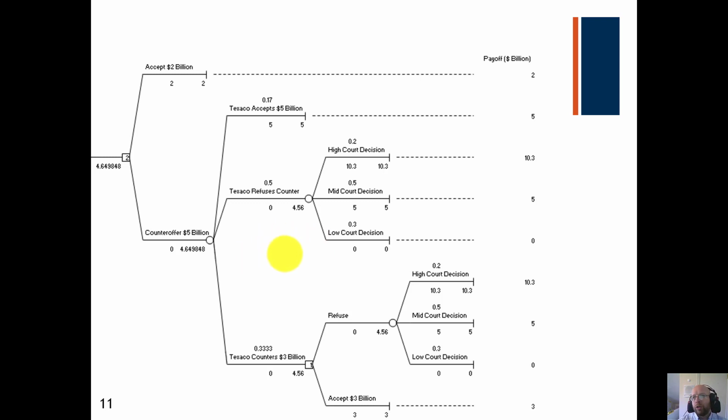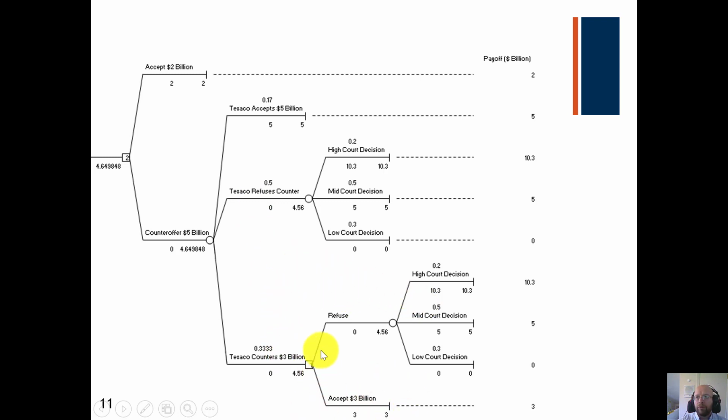Now, we could include another decision node in here, but this is actually a chance node, if you notice. We're just going to assume that the way Texaco acts is a probabilistic event, but we could make this into what we call a game tree, and then we could have two decision makers. So we're just going to assume in this case that Texaco's decisions are: 70% chance they're going to accept it, 50% chance they're going to refuse the counteroffer and go to court, and 33% chance they're going to counter with 3 billion. We're just assuming what Texaco does is a probabilistic event, to simplify this a bit.